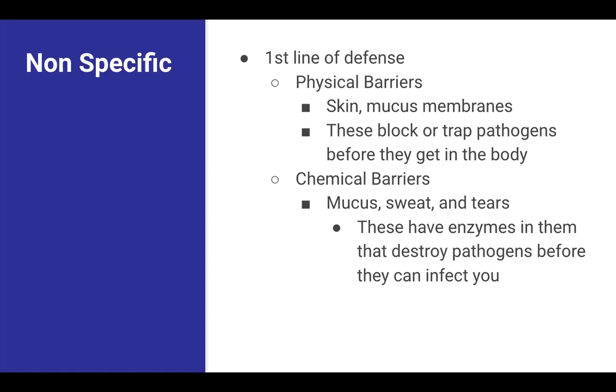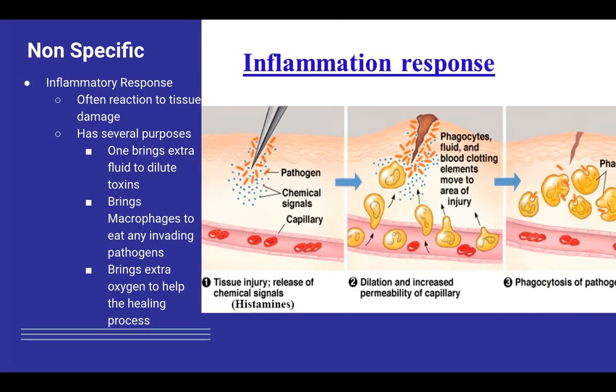Your chemical barriers are things like your mucus, sweat, and tears, and they're going to have enzymes in them that actually attack and destroy those pathogens. So if you get something in your eye, you automatically start crying. One of the reasons for that is because whatever's in there might carry bacteria or even a virus. And so your tears have that enzyme that attacks and destroys that pathogen. They're very effective, but sometimes they do fail. And sometimes they also get broken. And so sometimes we get cuts and we get things that break through our skin. And if that happens, we move to our second line of defense, the inflammatory response.